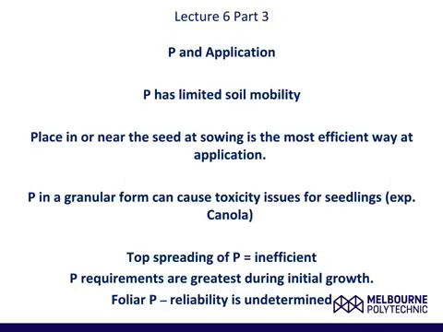Phosphorus and its application. When thinking about applying phosphorus, you should note that it has limited soil mobility. It is advisable to place it in or near the seed at sowing, as this is the most effective way. However, in some crops, particularly canola, phosphorus too close to the seedling can cause toxicity issues. Top spreading of phosphorus is a very inefficient application technique and is not recommended. Phosphorus requirements are greatest during initial growth.